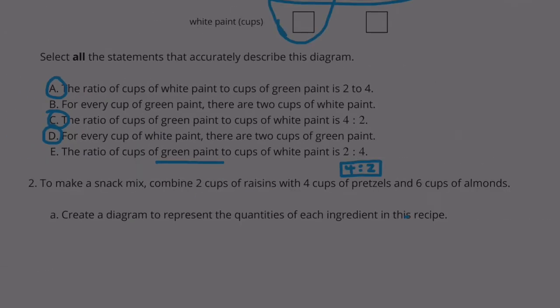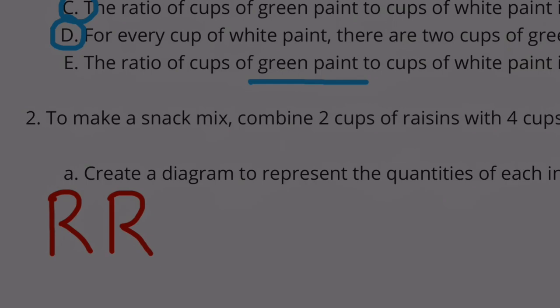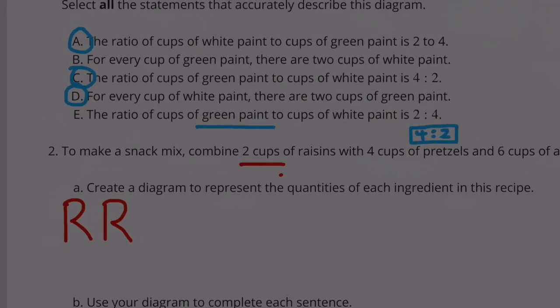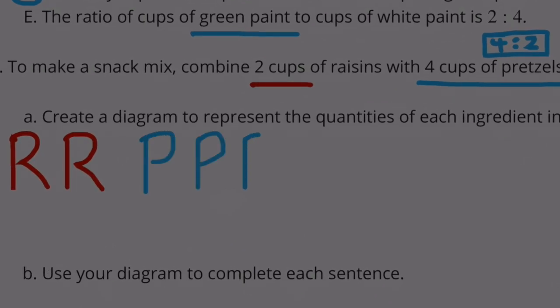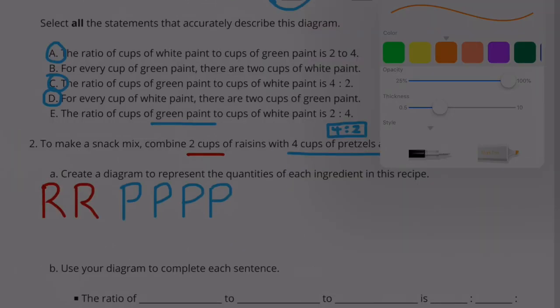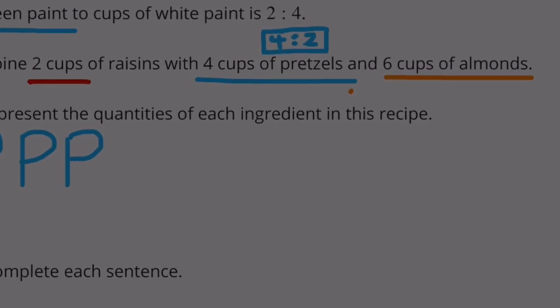Number 2. To make a snack mix, combine 2 cups of raisins with 4 cups of pretzels and 6 cups of almonds. A. Create a diagram to represent the quantities of each ingredient in this recipe. 2 cups of raisins. So let's represent raisins with the letter R, and we'll have 2 R's to represent 2 cups. 4 cups of pretzels. So let's put 4 P's to represent 4 cups of pretzels. And then finally, 6 cups of almonds, 6 A's to represent the almonds.